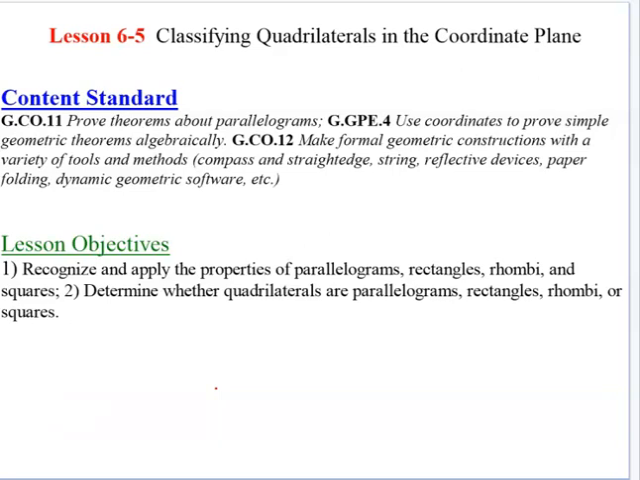We'll be classifying quadrilaterals in the coordinate plane. So what this amounts to is we will be given a set of ordered pairs that represent the vertices of a quadrilateral, and using the distance formula for the sides and for the diagonals, we will be able to determine whether the 4 points that were given represent a parallelogram, a rectangle, a rhombus, or a square. And that's going to be a big part of what we will be practicing today. So let's get started with some examples.